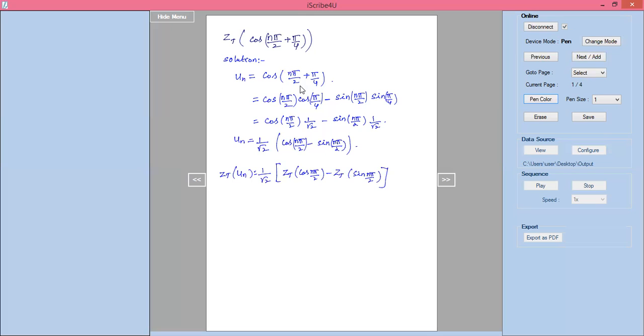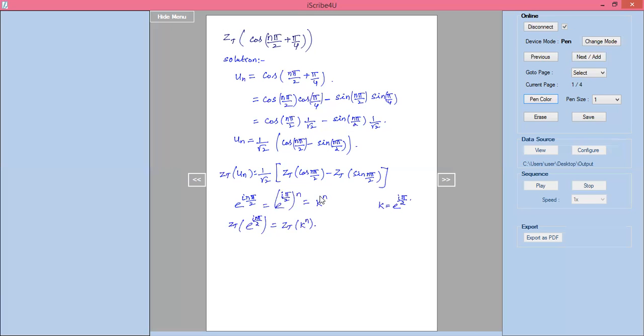Now I will evaluate these separately. Already I told you in the previous problem how it was simplified. In the same manner we can do it here. Now I can take e power i n pi by 2. e power i n pi by 2 is nothing but e power i pi by 2 whole power n, that equals k power n, where k is e power i pi by 2. So now I can write the Z transform of e power i n pi by 2 equal to the Z transform of k power n.